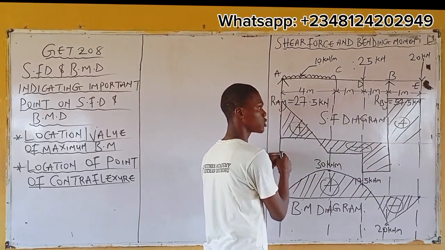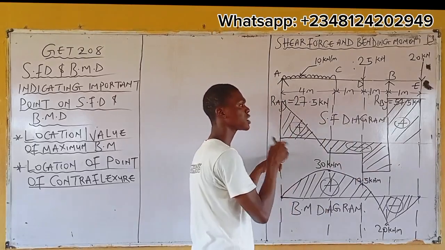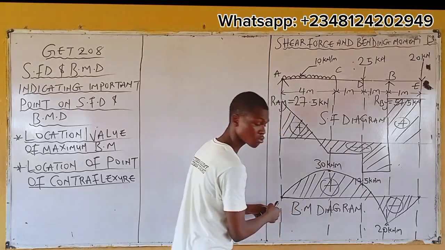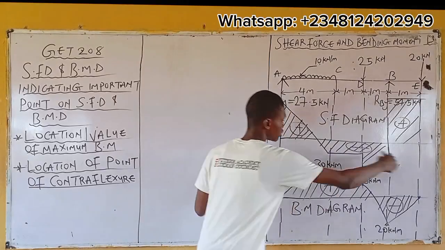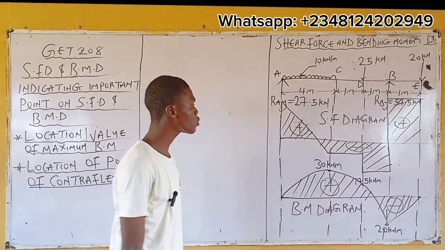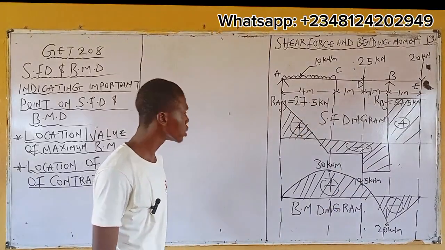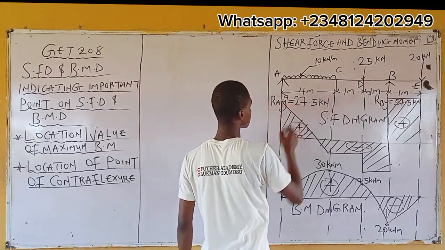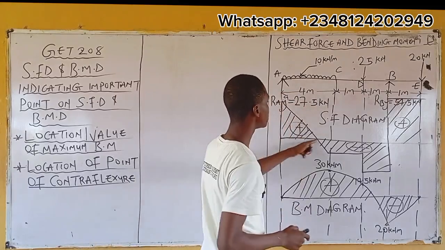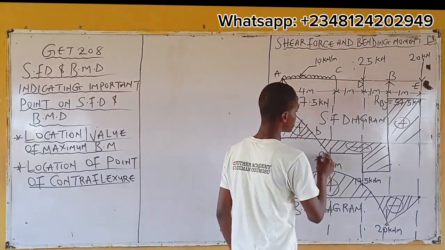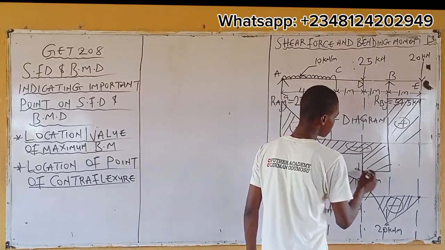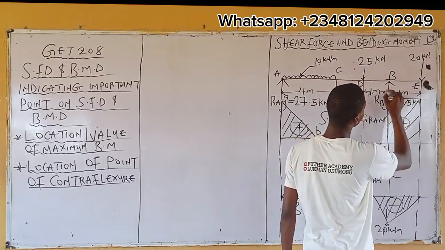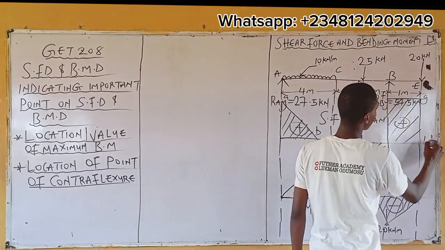You obtain the location slash value of maximum bending moment using your shear force diagram. For point of contraflexion, you obtain it on what? Your bending moment diagram. Now the question is, at what point? We've discussed all this, but for the sake of understanding, let's say this is A, this is B, this is C, this is D, this is E, F, G, and H.